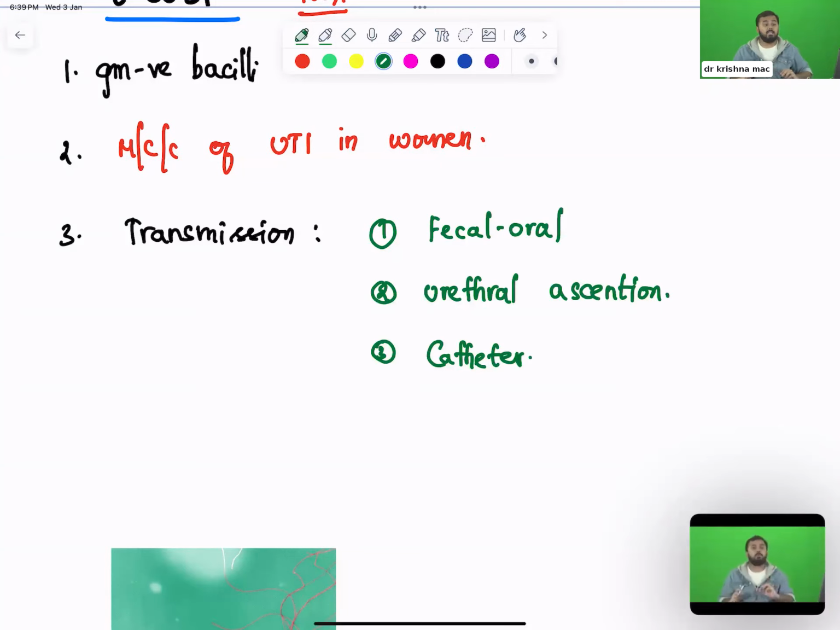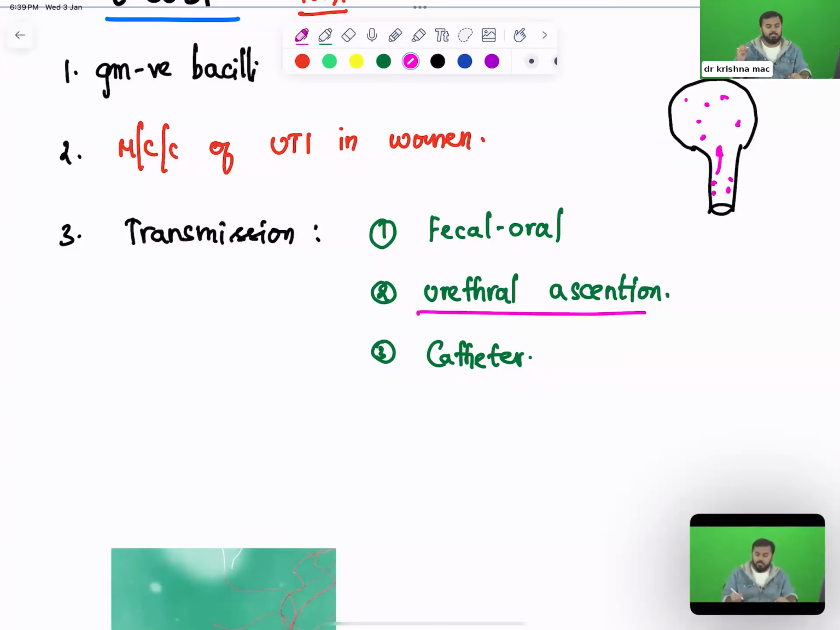What do you mean by urethral ascension? There is nothing big in this. See, this is the urinary bladder. This is the urethra. Let us say E. coli is in the urethra right now. Now what will happen? This E. coli will ascend up and enter into your bladder and infect it. So this infection is ascending up, going up. That is why you call it urethral ascension.